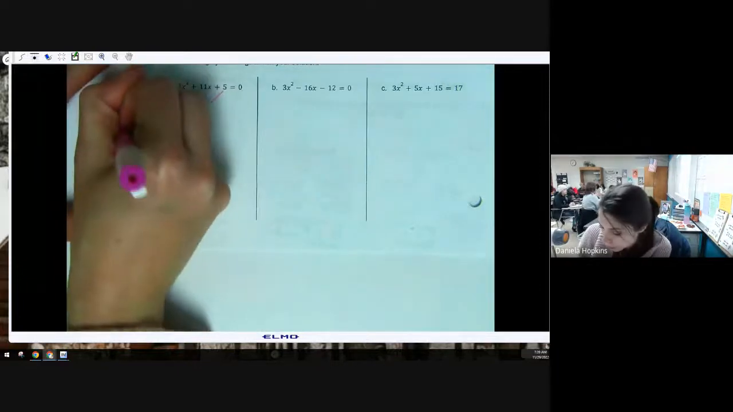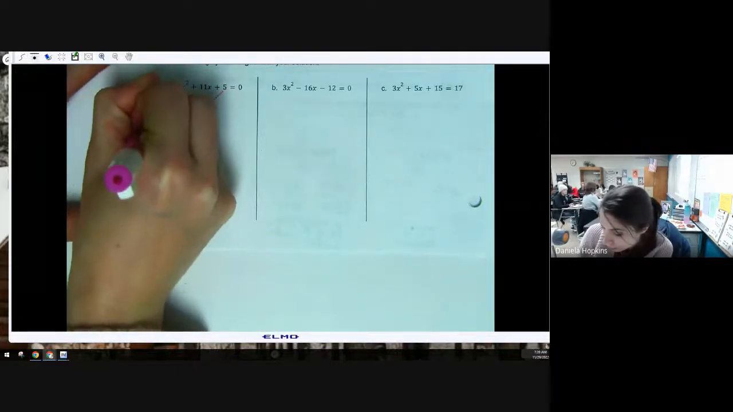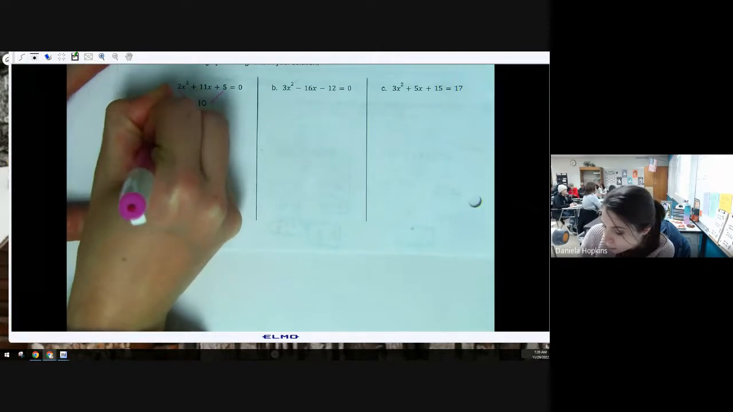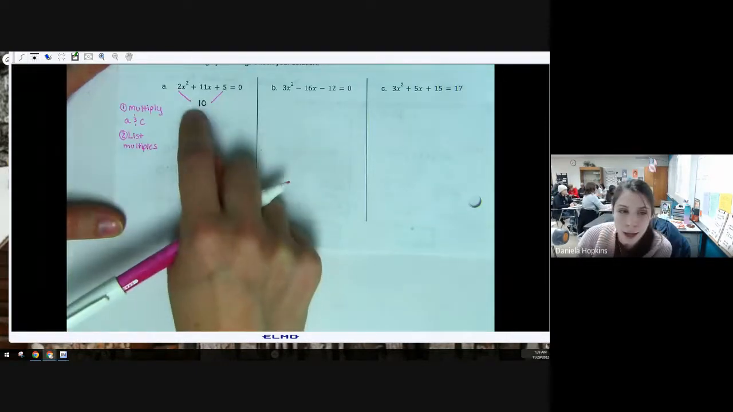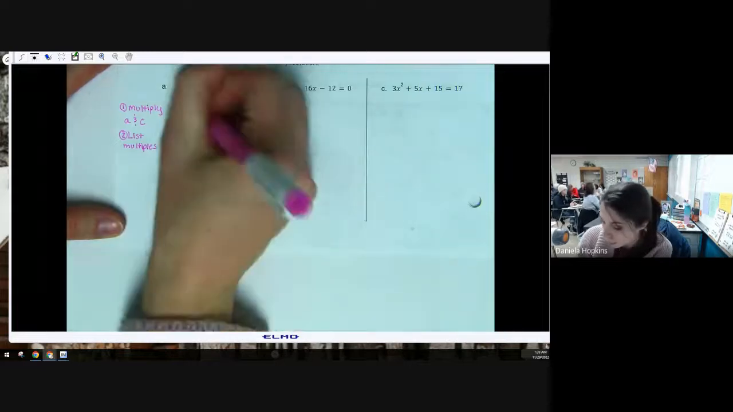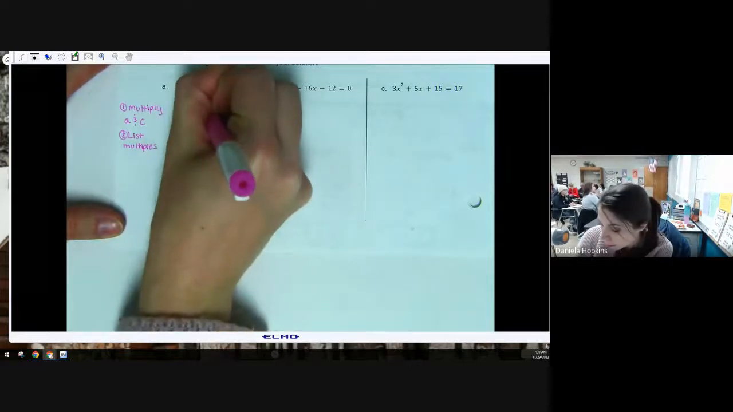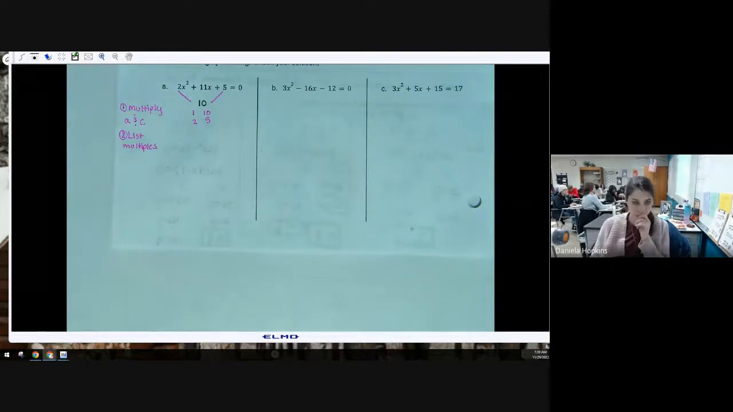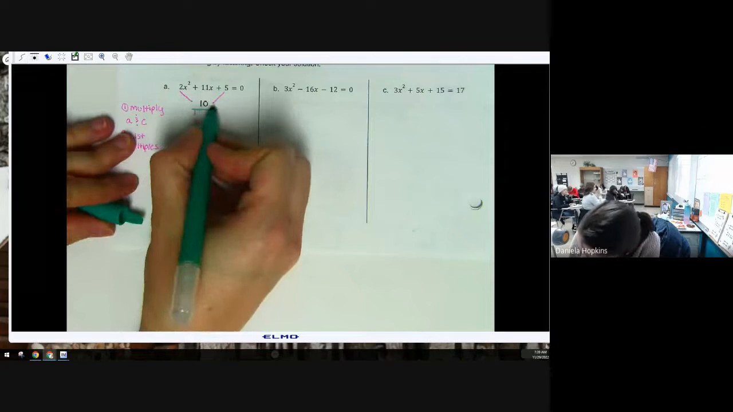All right, so now we list these multiples. And so now it is sort of like what we did yesterday. We're going to list the multiples of 10 and find the 2 that add to 11. So it'd be 1 and 10 and 2 and 5. And which of those 2 add to 11? 1 and 10. So these are going to be our multiples.